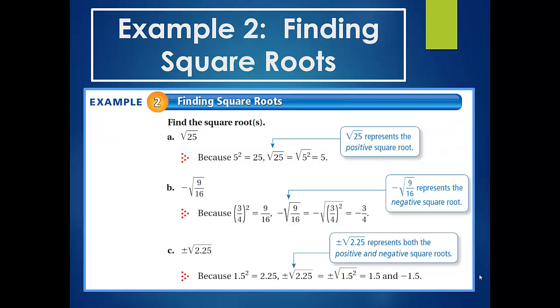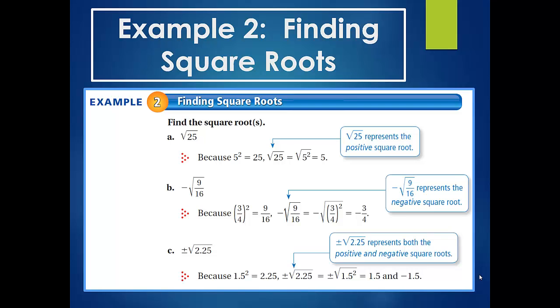Now for our second example, we're finding square roots. Find the square root or square roots. For A, we're wanting to find the square root of 25. Because 5 squared equals 25, to find the square root of 25, we're going to find the square root of 5 squared. And that answer would be 5, because 5 times 5 equals 25. Since we do not have any sort of sign in front of the radical sign, we know our answer is going to be positive. So our answer is just 5.